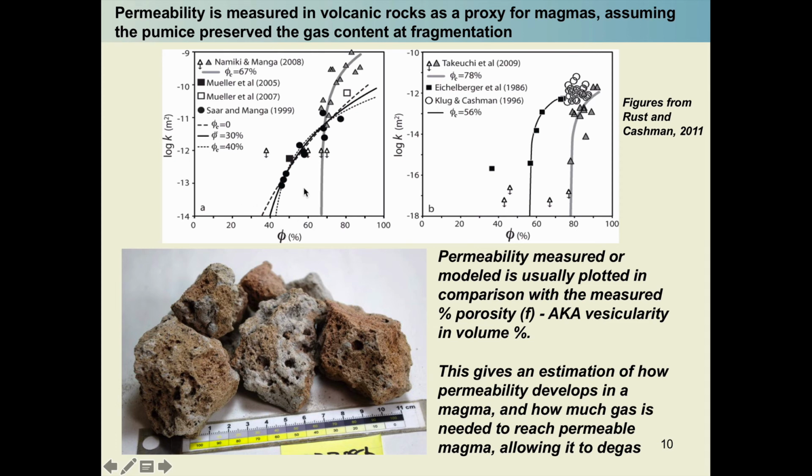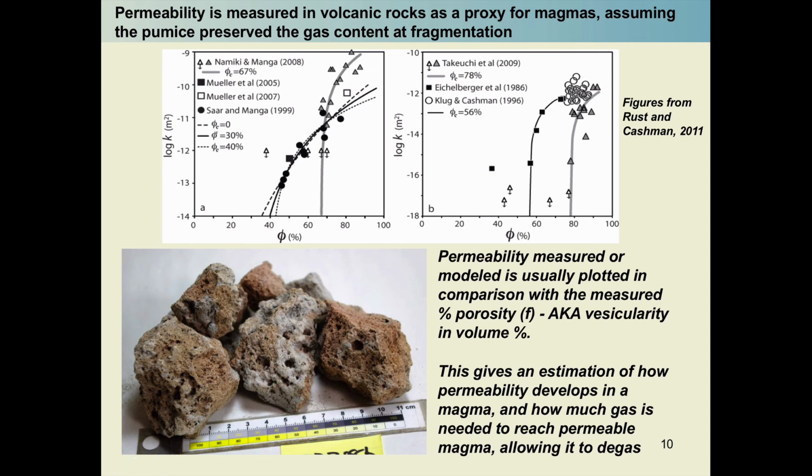So in this plot here, you can see a bunch of different symbols. The black symbols are from a paper by Saar and Manga. These are basaltic scoria from a Strombolian eruption. They have a nice relationship. They show increasing permeability as a function of increasing porosity or vesicularity. You have some others from experiments shown by these triangles. They have a similar relationship, although it's much steeper. So where these curves dive down and hit the bottom axis or the low permeability side of the curve, this is where we estimate what that critical porosity was.